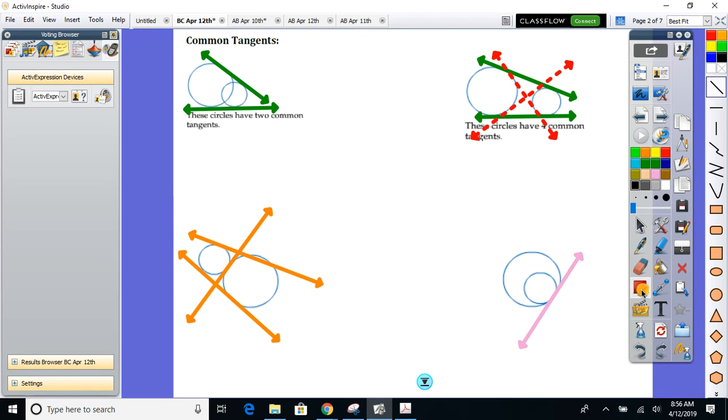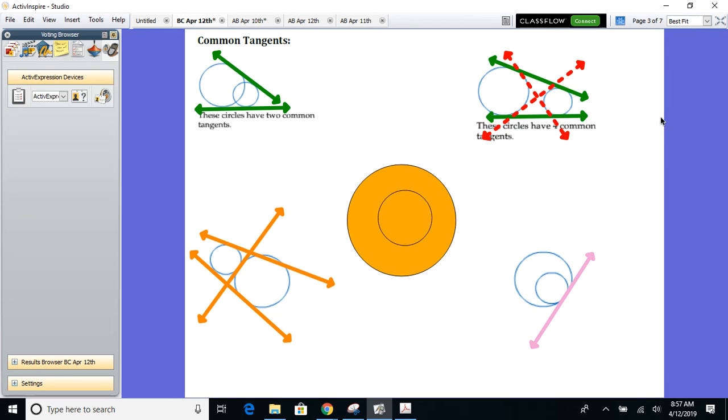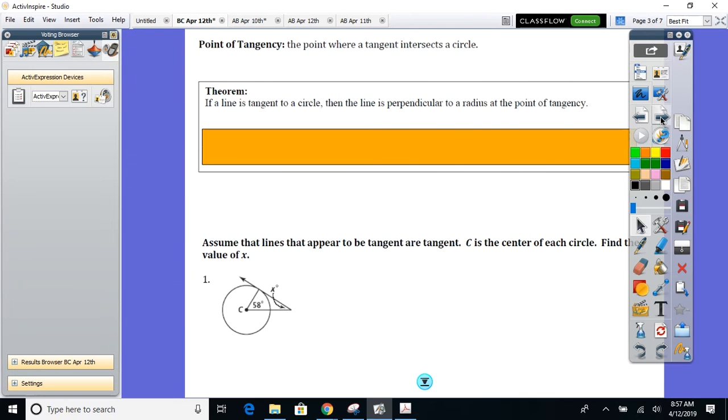Well, we use our big boy, big girl term. We talked about these types of circles. Concentric circles, yes. There you go. I cannot draw a line right now that intersects both of them in one spot. So that would have no common tangents. All right? Questions? All right.